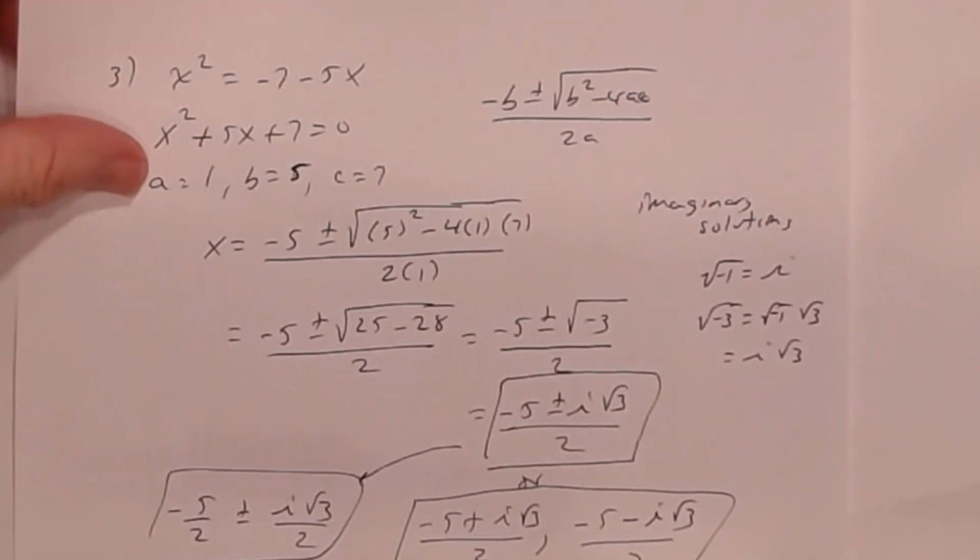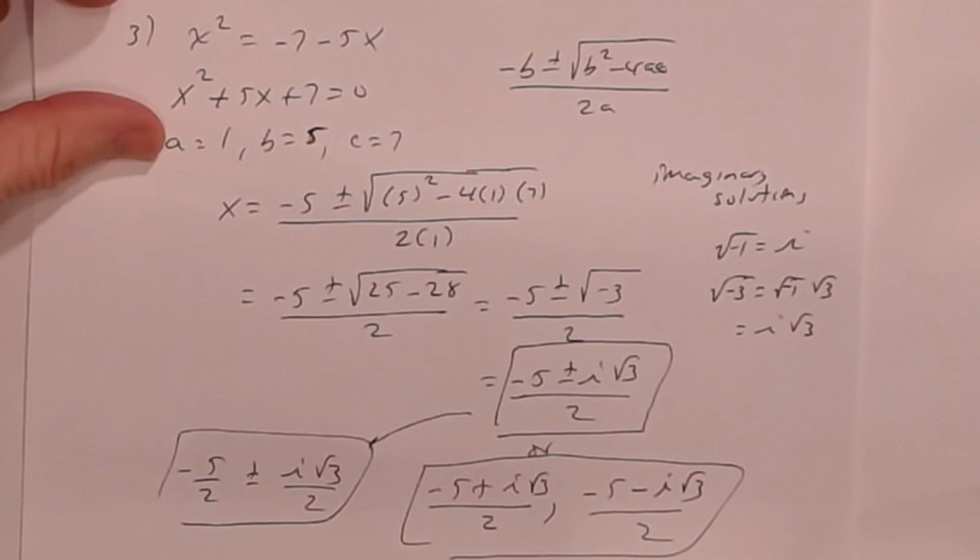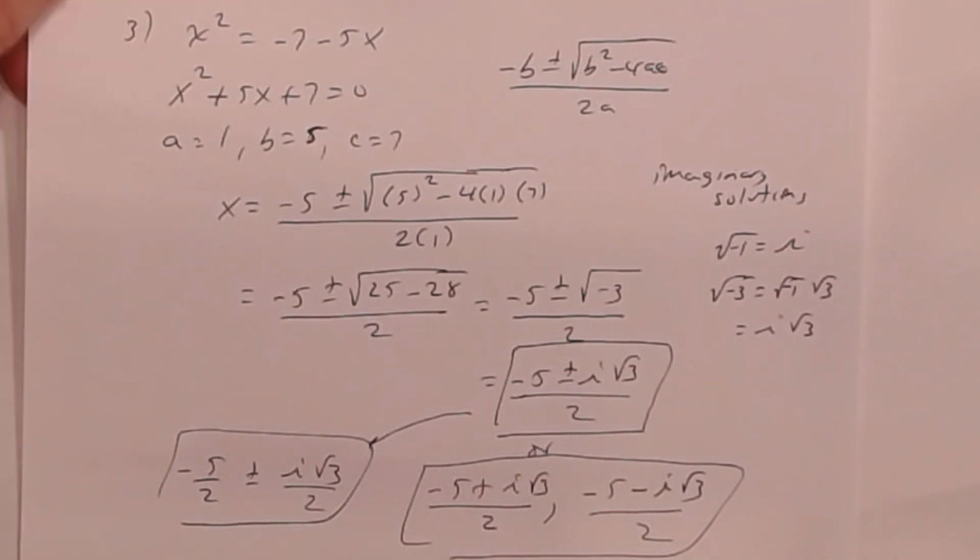All right. Okay, so that was number 3. So in number 3, we ended up with imaginary solutions. So don't forget that the square root of a negative 1 is defined to be i. All right, so that's number 3. Okay, let's look at number 4. So number 4, we have this problem.